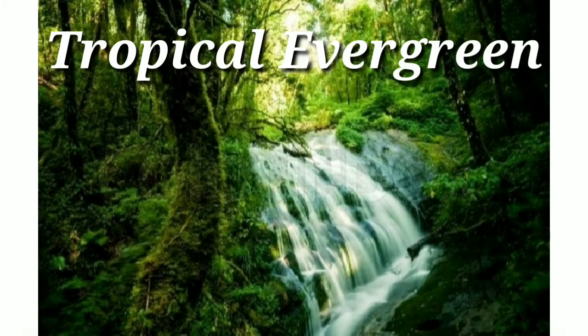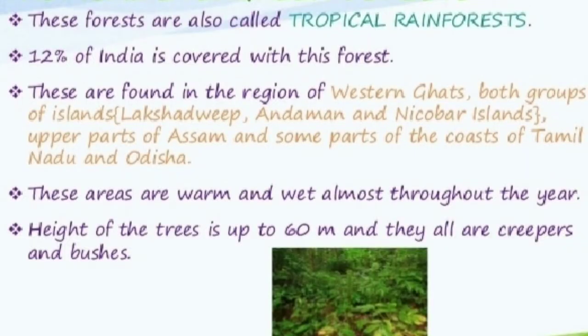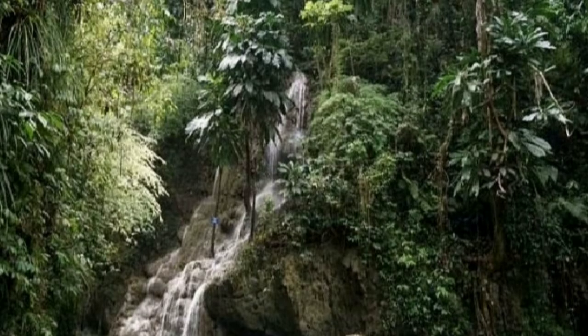The first type of forest is the tropical evergreen forest. This type of forest generally grows along the areas which are near the equator or near the tropics. That is the reason why these forests are called tropical. These forests are even called tropical rainforest because they need a hot climate and sufficient rainfall almost throughout the year. As you can understand from the name evergreen, the trees in these forests remain green throughout the year and do not shed their leaves.